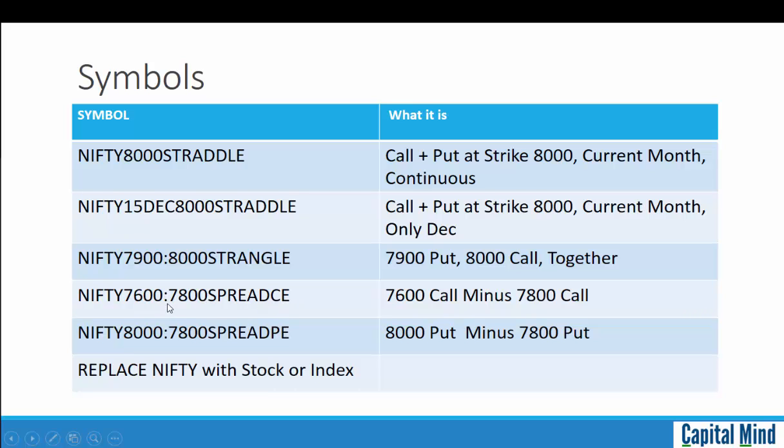You have a 7,600, 7,800 spread CE. CE means the call option. Basically what we do here is we take the 7,600, the left side call, minus the right side call. So the idea would be you would buy one and sell the next one. So the 7,600 call minus the 7,800 call. That would give you a different chart. We can see that quickly online.